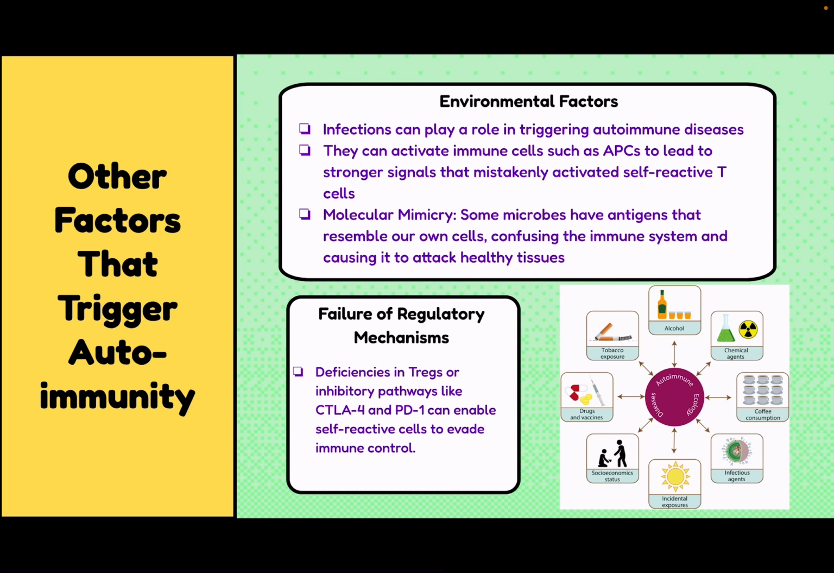Other factors that trigger autoimmunity are environmental factors. Usually infections can trigger autoimmunity by activating APCs to express more co-stimulators that activate self-reactive T cells, or through molecular mimicry, where a microbial antigen looks like self-antigens and the immune system is tricked into attacking the self-tissues.